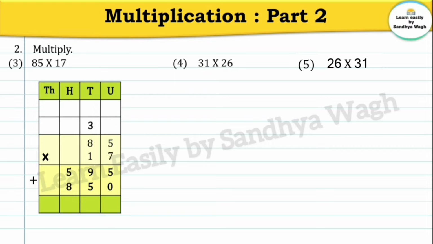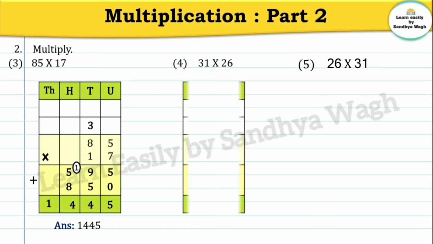595 and 850. 5 plus 0 is 5. 9 plus 5, 14. So we'll write 4 in the tens place and 1 will go as a carry over in the hundreds place. 5 plus 8, 13. 13 plus 1, 14. Now our final answer is 1445.